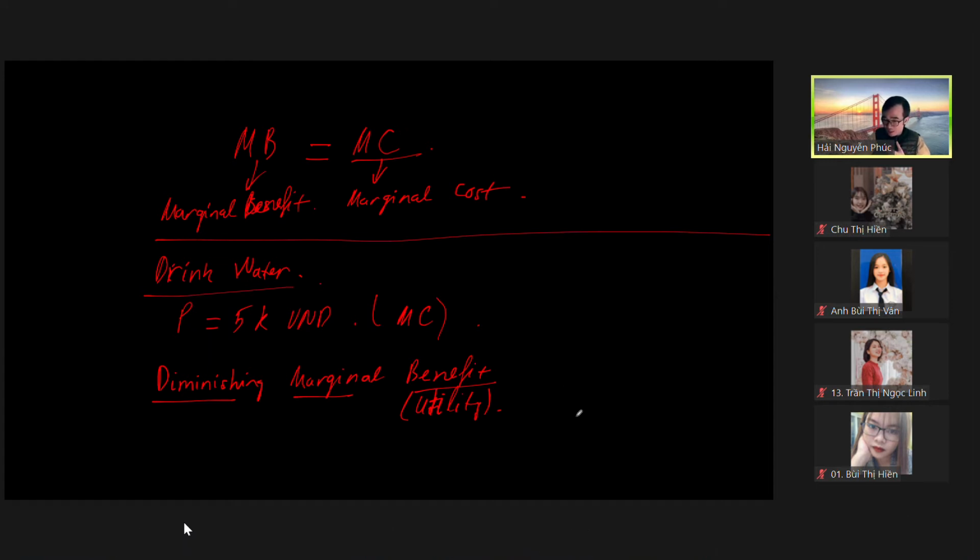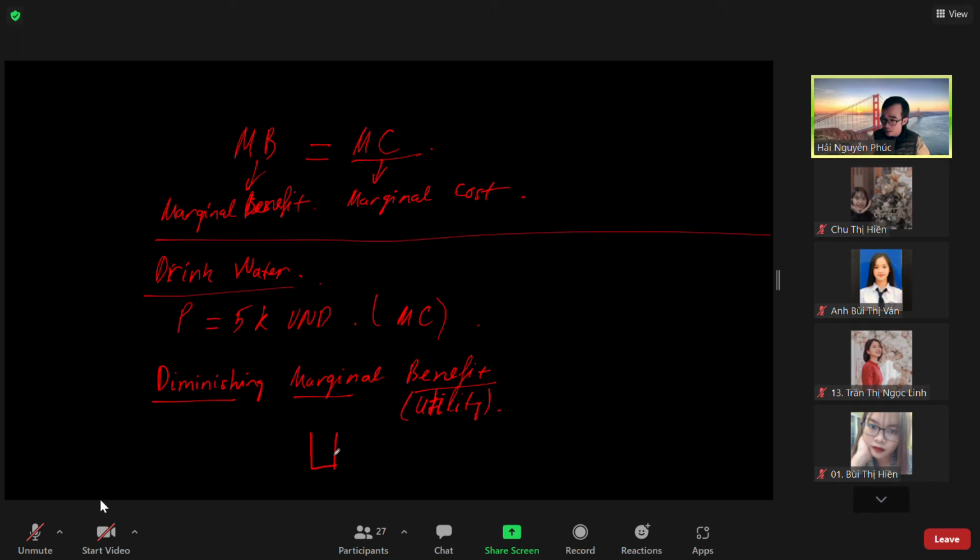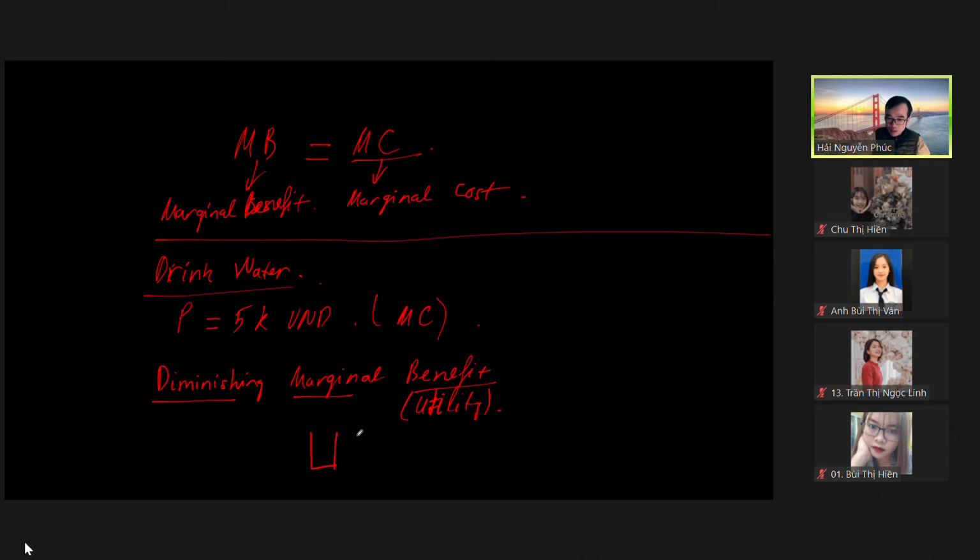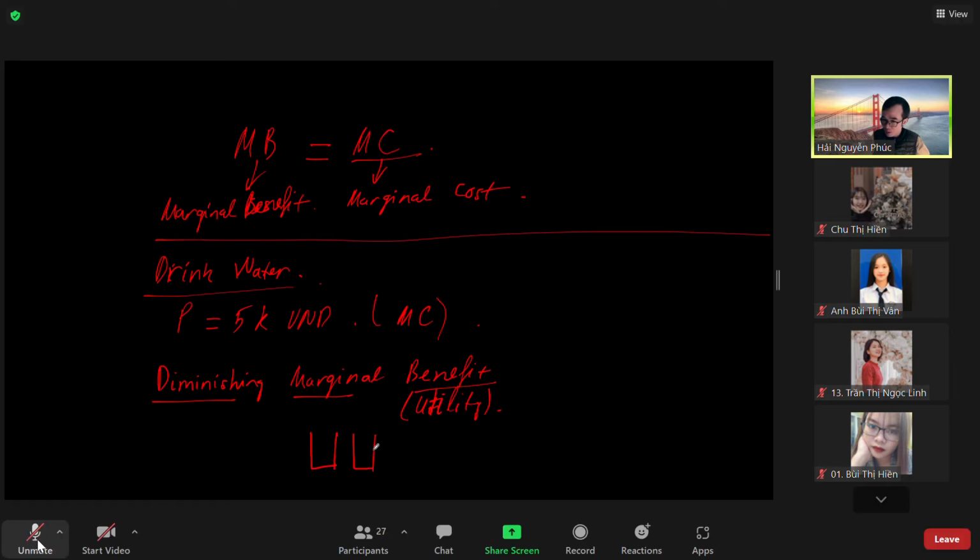Suppose you are thirsty. So you start drinking. The first bottle of water will give you huge benefit, because you are thirsty. Now what would happen to the second bottle? The second bottle of water might give you positive benefit, but the marginal benefit of the second bottle is lower than the first one. Understand this point?